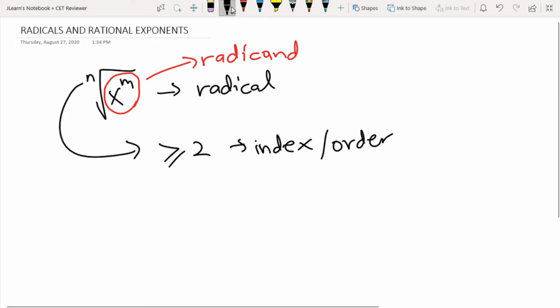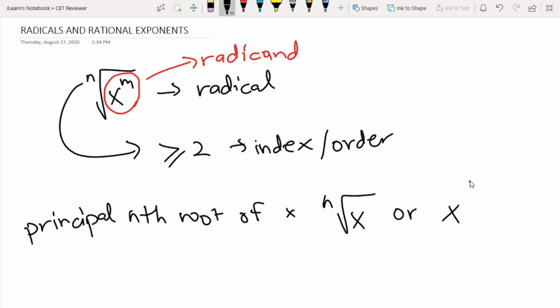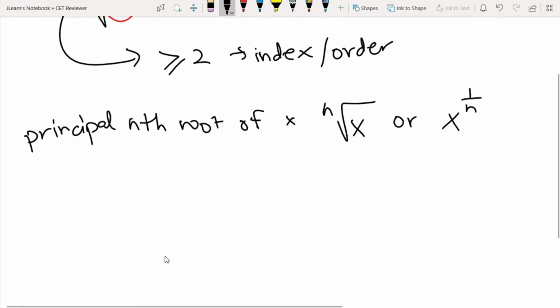Okay, so minsan kasi sa mga college entrance exams, ginagamit nila yung mga technical terms na ito para medyo ma-throw off kayo, no? Pero now you know, radicand, radical, and index or order. Okay? So, we say na the principal nth root of x is written as nth root of x like this. Or you can also transform this into an exponent. Pwedeng gawing x raised to 1 over n. Okay? So, ito yung mga kailangan nyo i-take note, no?